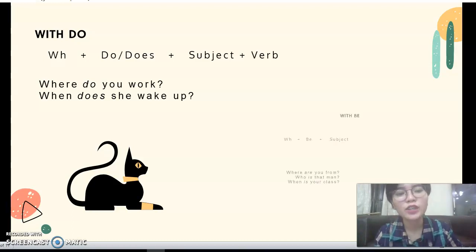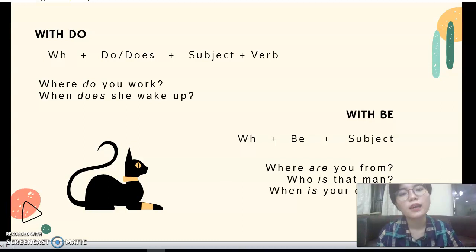And the second structure is used with be. The structure is WH question, be plus subject. For example, where are you from? Who is that man? And when is your class? And that's all of the material for today.